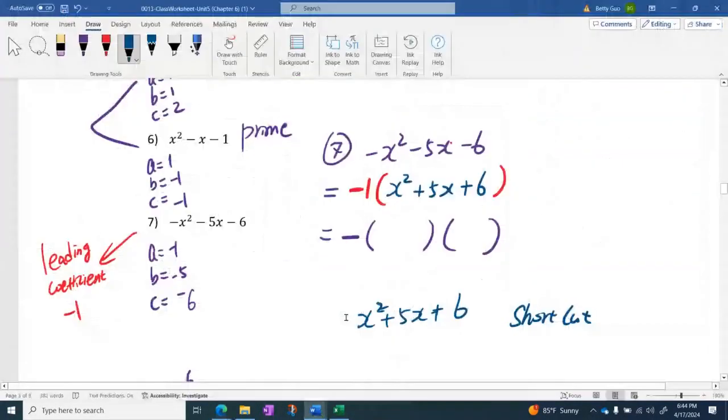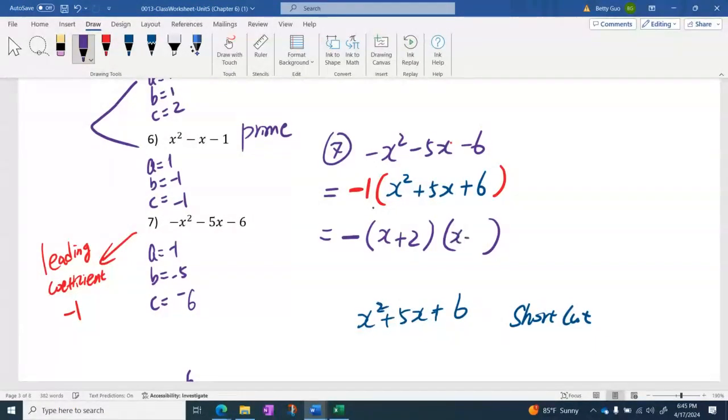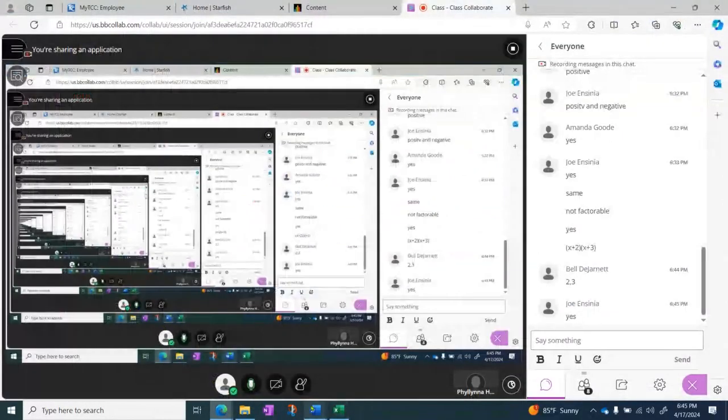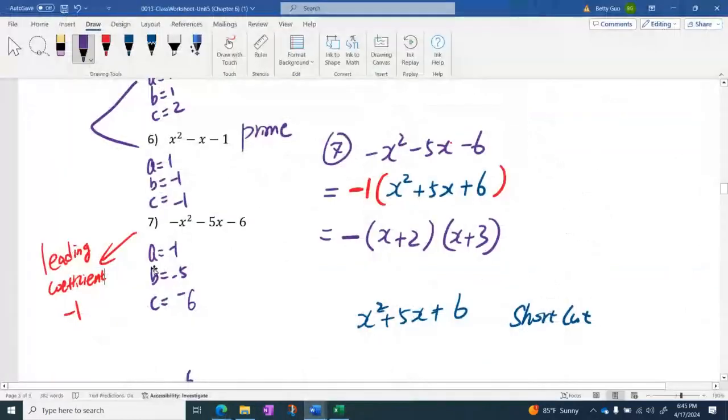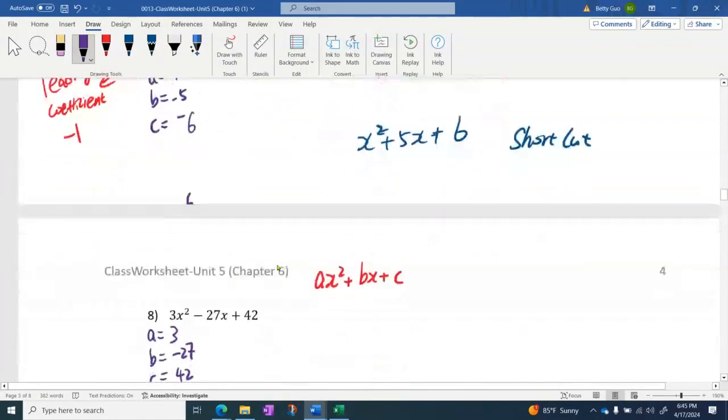Awesome. And don't forget we have a negative sign in front of it. So the answer is negative, parentheses x plus 2 times parentheses x plus 3. And this is the final answer. Do not forget we have a negative sign in front of it. Awesome, very good. So the purpose of number 7 is to show you again what we do if the leading coefficient is -1. Just factor the negative sign out and then apply the shortcut method. Let's move to number 8.